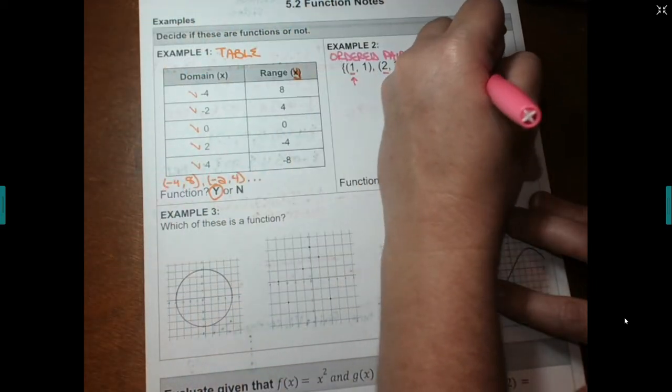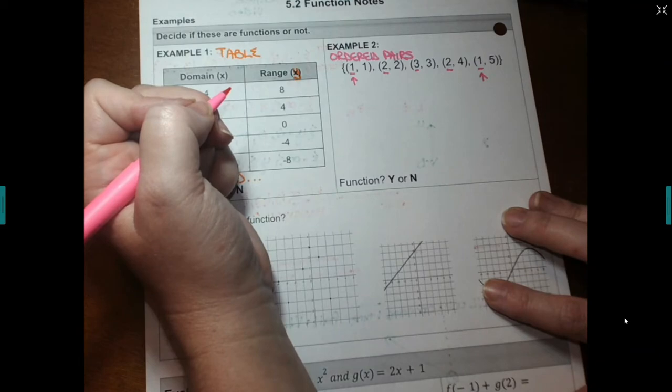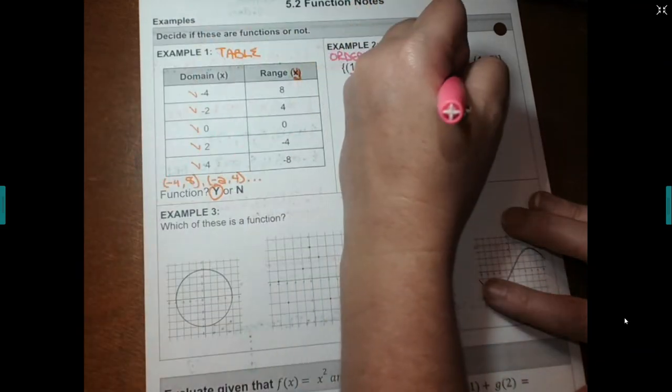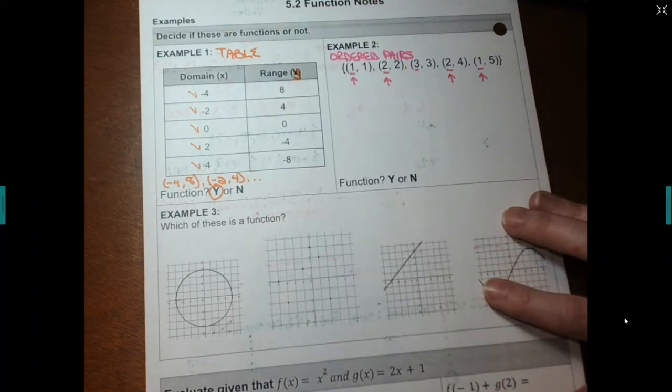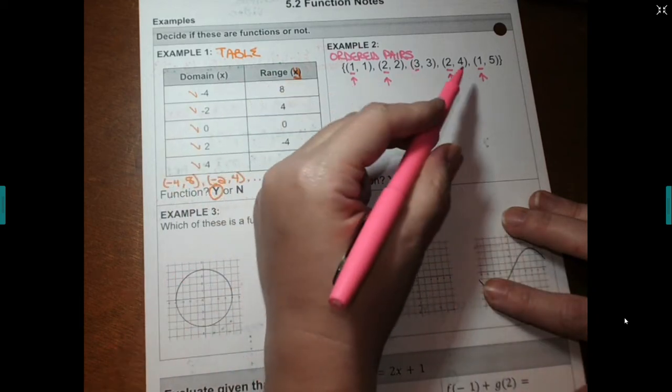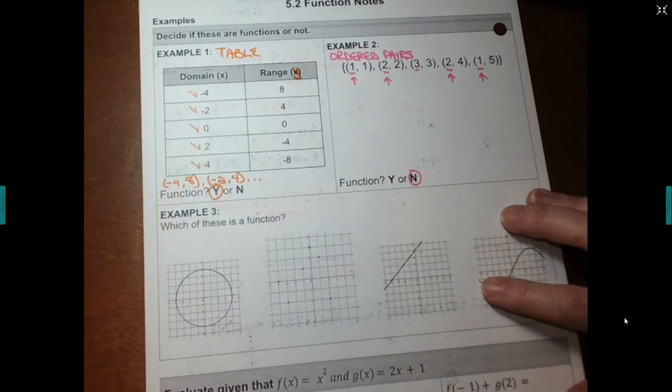Oh, 1, 1 and 1, 5. Those both have 1 as an x value. Uh-oh. And honestly, I also have 2, 2 and 2, 4. Those both have 2 as an x value. So is this a function? No, because I have repeating x values. That is not a function.